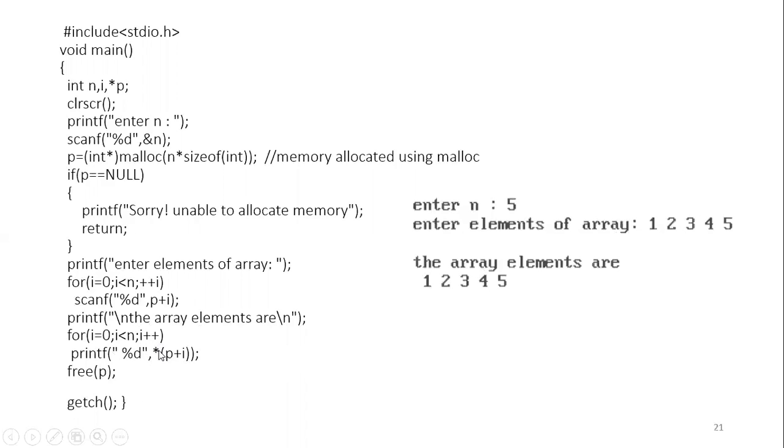Then i plus plus, so i is 1. p plus 1 means the next integer location. If I apply the star dereferencing operator there, I will get the value 2. Similarly, all the values stored in the heap memory by using the malloc function are printed.